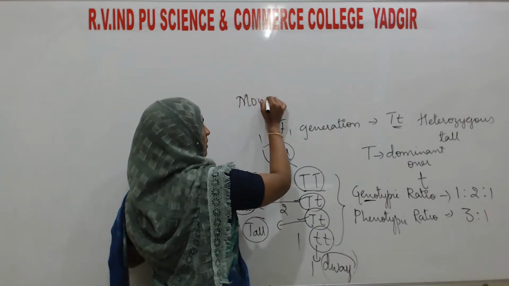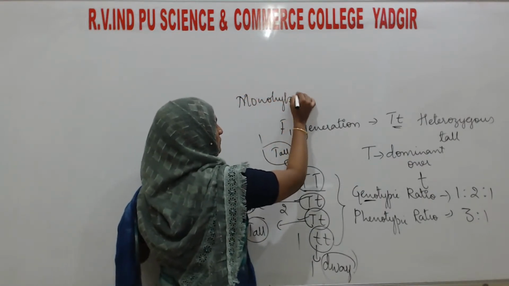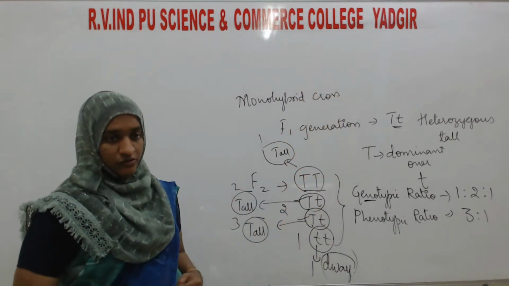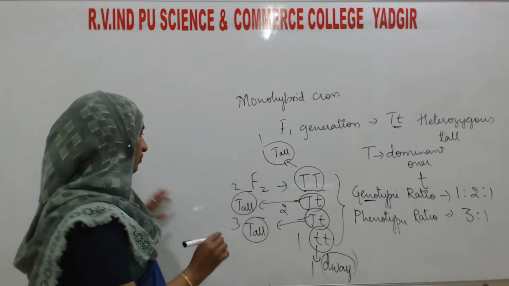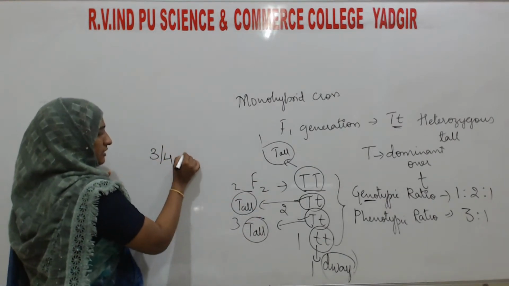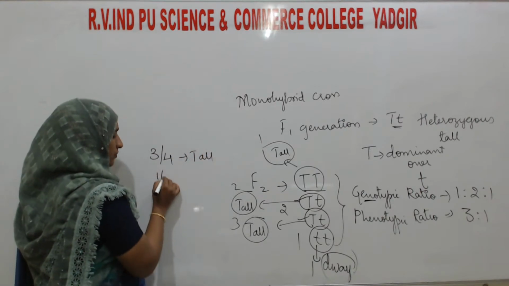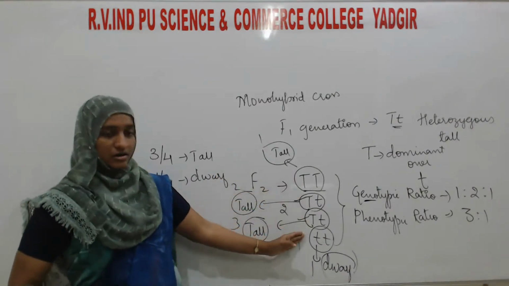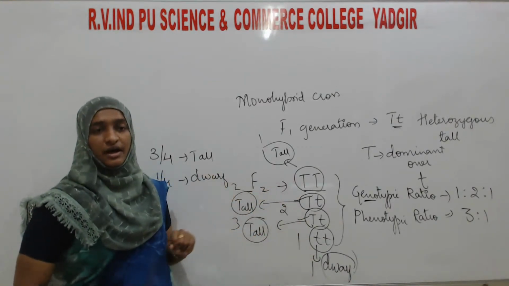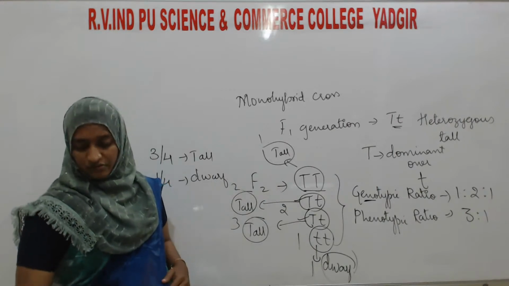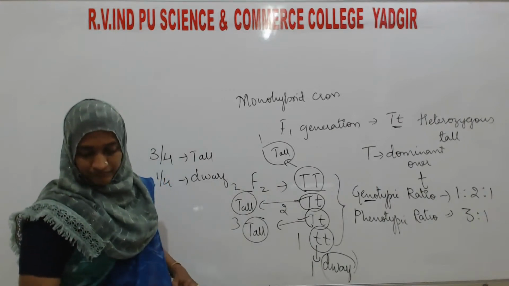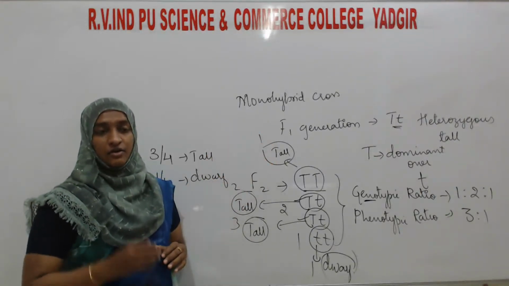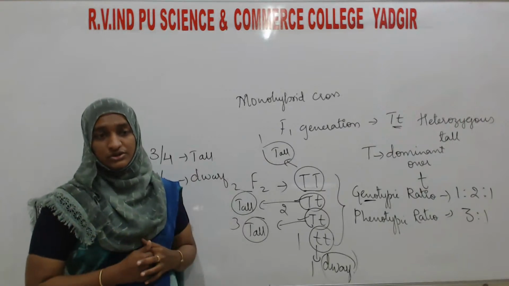In this way, we have studied about the monohybrid cross or one gene inheritance. That means here 3/4 were the tall, 1/4 were the dwarf, because 3 of them are tall and only 1 is the dwarf. So this already we had studied. This is about only one gene being inherited from F1 generation to the F2 generation.